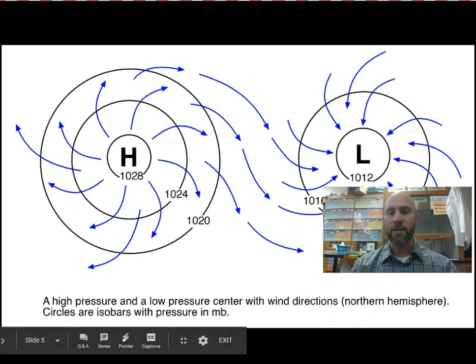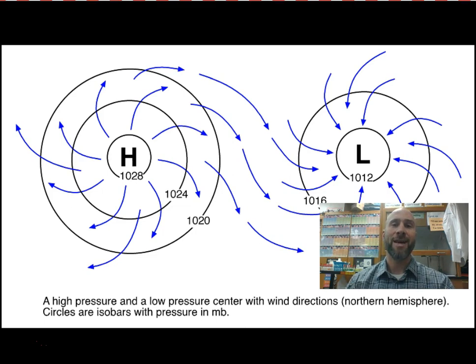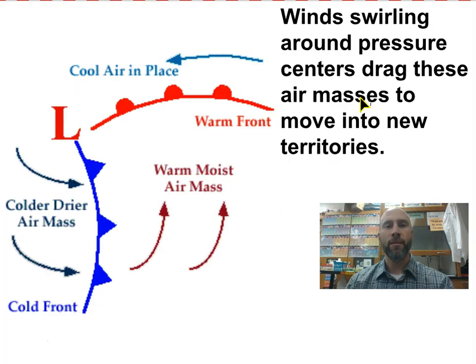Now what happens, and we talked about this with air pressure, is that we have high pressure centers and low pressure centers, and the air is rotating around those. As we learned before, high pressure rotates clockwise and low pressure rotates counterclockwise. The winds swirling around those centers, rotating that way, are going to pull and drag these air masses into new territories.